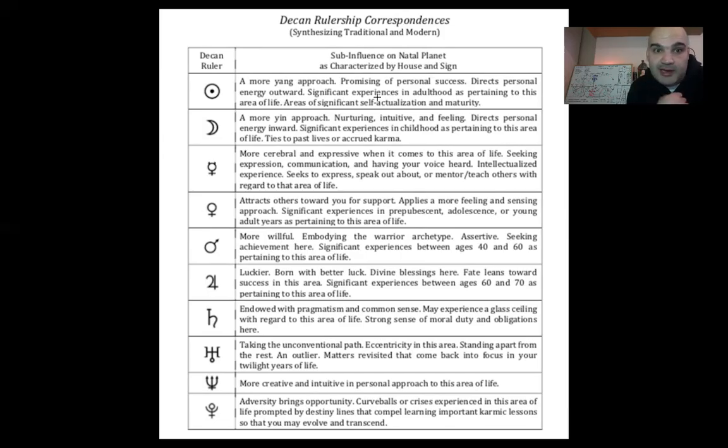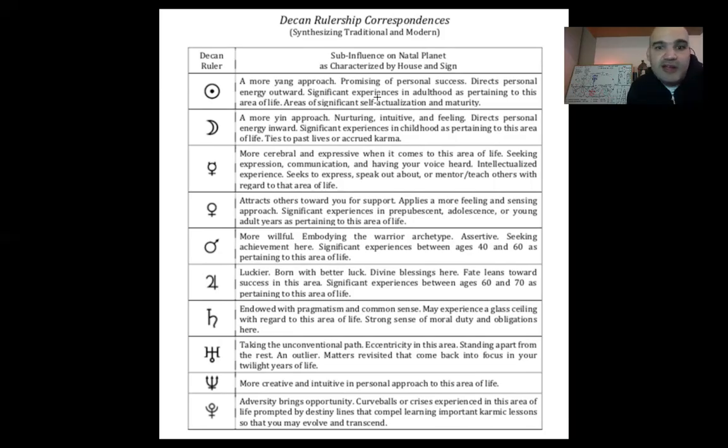So the second planet we'll talk about is the moon. A more yin approach, nurturing, intuitive, and feeling, directs personal energy inward, significant experiences in childhood as pertaining to this area of life, and ties to the past lives or occurred karma. Mercury, more cerebral and expressive when it comes to this area of life, seeking expression, communication, and having your voice heard. Intellectualized experience, seeks to express, speak about, or mentor, teach others with regard to that area of life.